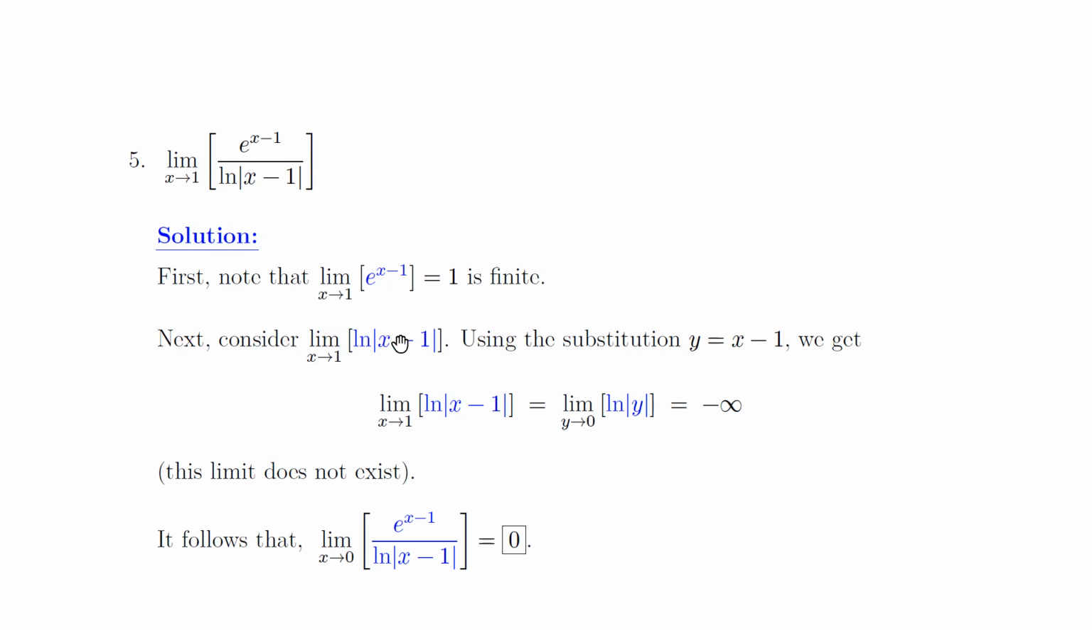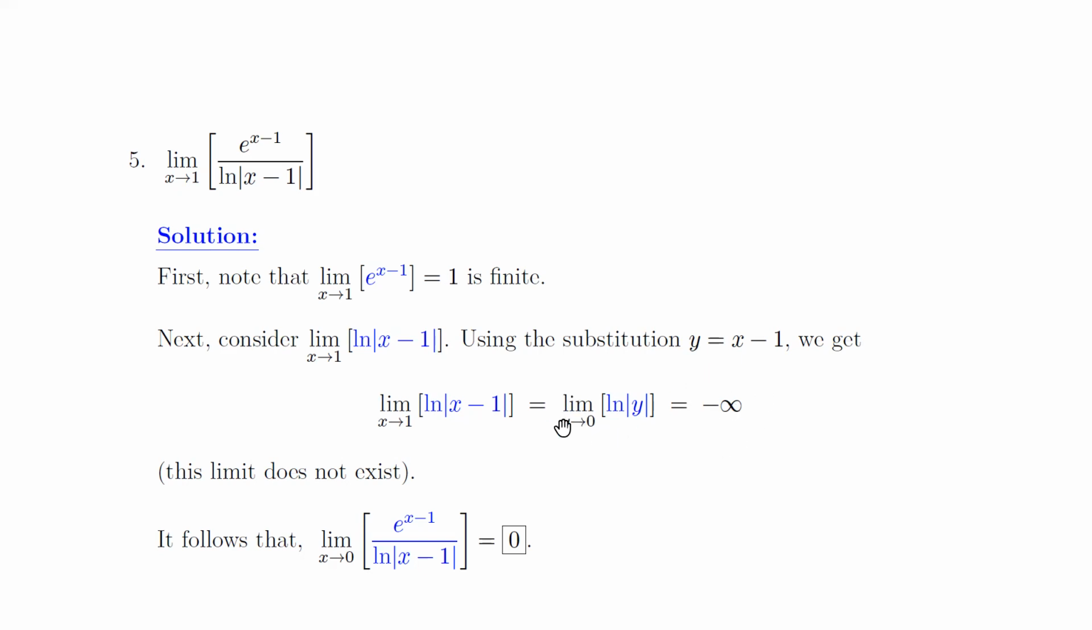And in the denominator, what we're going to do is use a substitution. This x minus 1 inside here, it would be nice if that was a single variable. So let y be x minus 1. Now as x approaches 1, y is going to approach 1 minus 1, 0. So if I convert this from a limit in x to a limit in y, I'll get the limit as y approaches 0 of ln absolute value of y, which, as I just mentioned, is minus infinity.